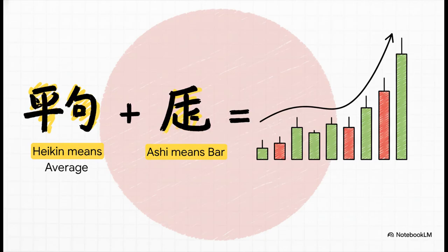The name itself is actually the biggest clue. Heikin Ashi is Japanese, and it literally means average bar. And honestly, that is the perfect way to think about it. Every single candle you see is showing you the average pace of prices, not all that frantic moment-to-moment craziness.